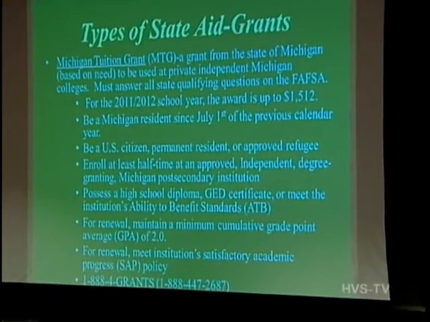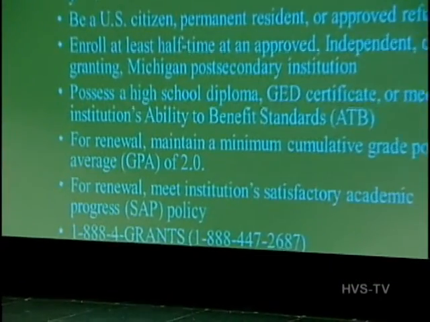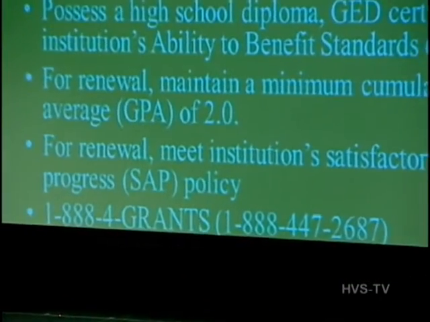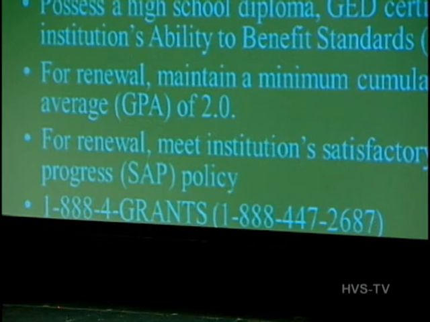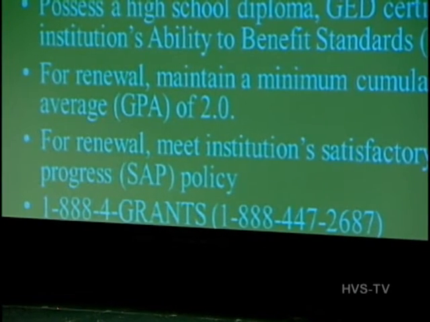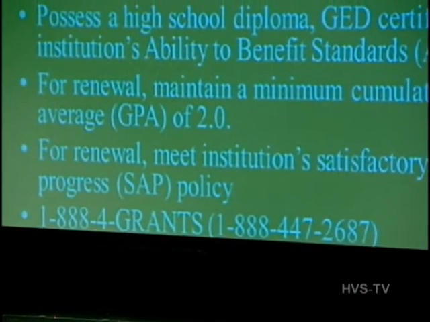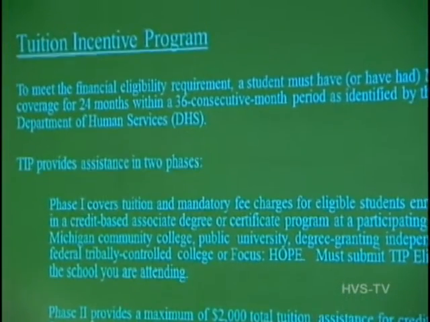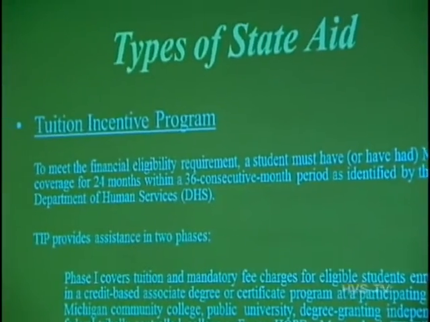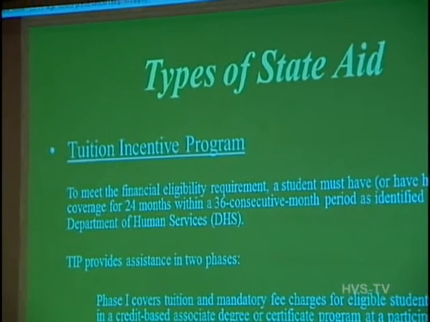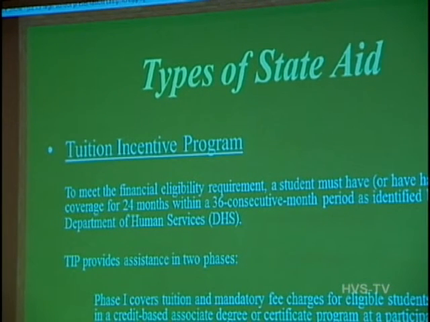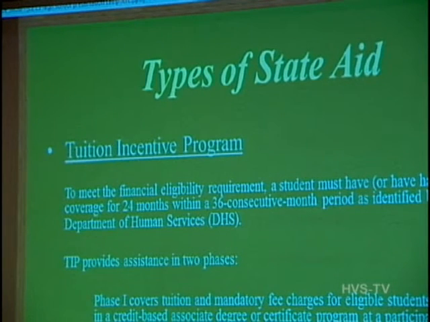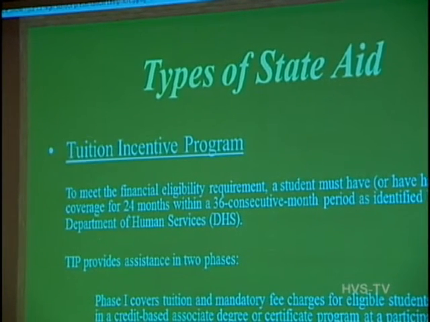If you have any questions, you can call the Office of Scholarships and Grants at the state of Michigan, and on your handout too will be the email address for them as well. Another type of state aid that's out there is called the Tuition Incentive Program. I'm not going to read all this to you, but to qualify to meet the financial eligibility requirement, a student must have or have had Medicaid coverage for 24 months within a 36 consecutive month period as identified by the Michigan Department of Human Services.